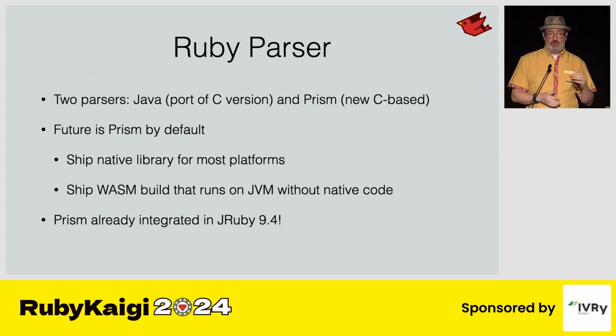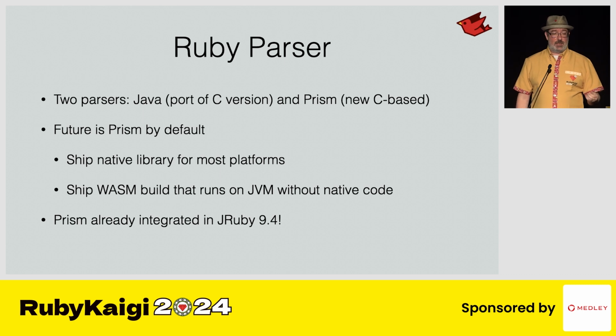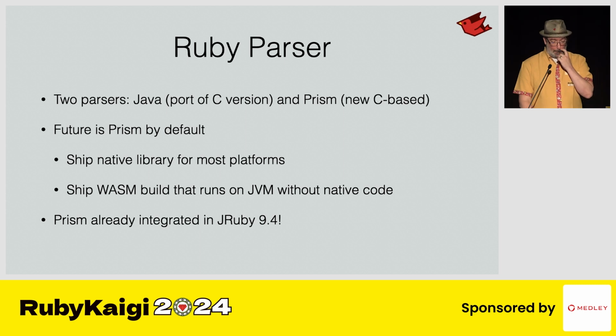Currently, we will ship native builds of Prism for most of the major platforms you will run on. We do have a very clever fallback in case there is no native library shipped with JRuby, in that we will run Prism as a WASM build on top of a WASM runtime on the JVM. It actually works. It passes all the same tests and language specs. I would not say it's very fast, but it would be enough for you to get bootstrapped on that platform. And actually, you can turn on Prism now in JRuby 9.4 if you want to try it out.